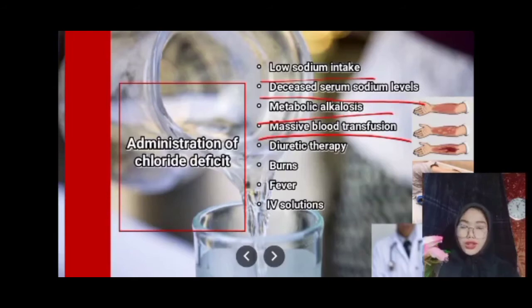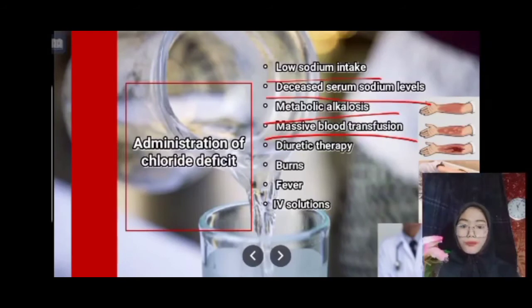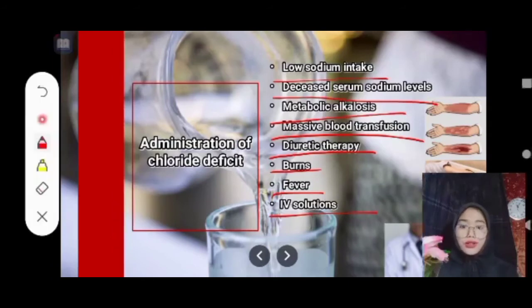And the next is massive blood transfusion. Massive blood transfusion is traditionally defined as transfusion of 10 units of packed red blood cells, or PRBCs. So next is diuretic therapy, burns, fever, and then IV or intravenous solutions.